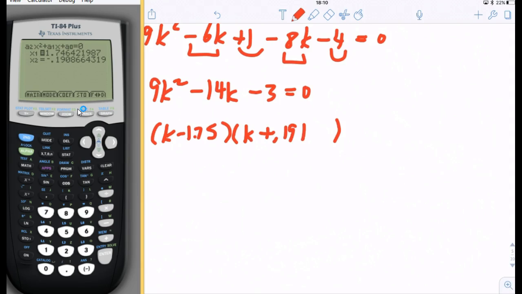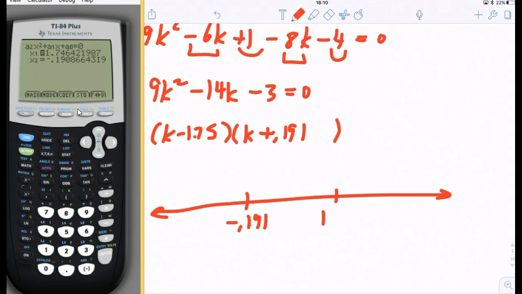Okay? And so if we did our number line, it's going to be negative 0.191, and here we're going to have 1.75. And then if we put a big positive number in here, we're going to have positive. If we put a big negative number in here, we're going to get 2 negatives times each other as positive. And then the middle part, if we put in 0, we're going to get a negative times a positive, so we'll get a negative. So this is our number line, our sign diagram.